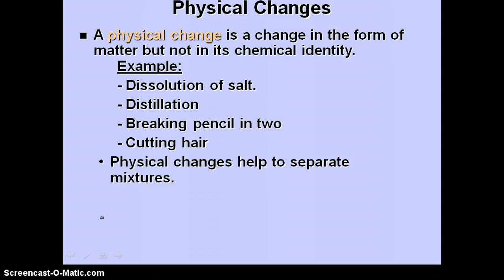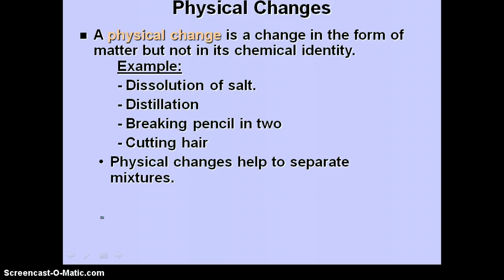If you take a pencil and break it in two, it's still a pencil. It still works as a pencil. It has all the chemical properties that the original pencil had. It's just now two pencils. Cutting your hair. Those are examples of physical changes. We have changed something about the physical property, but we have not changed the chemistry. If we go from one state of matter to another, that is also a physical change.